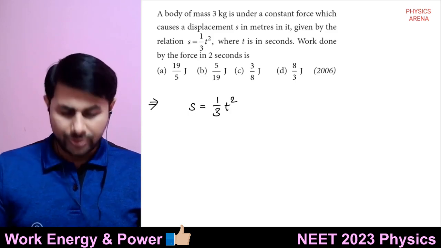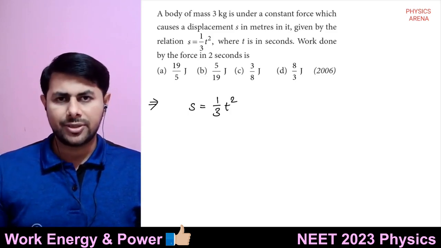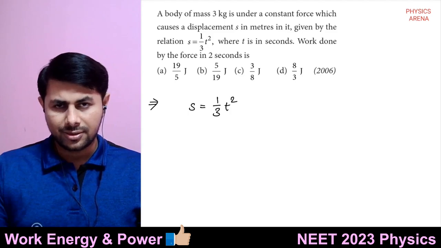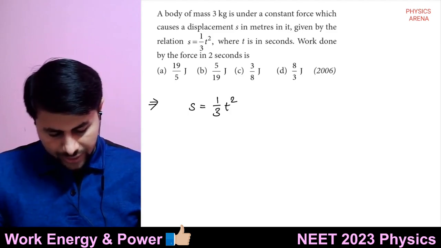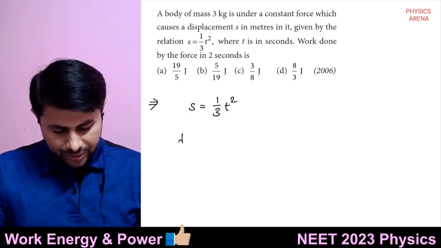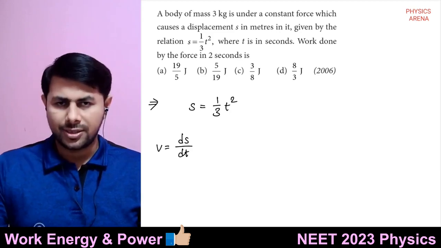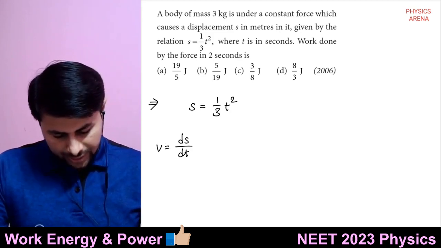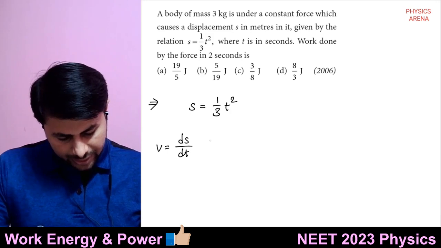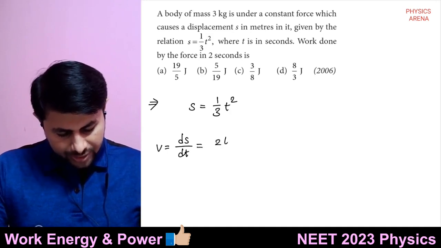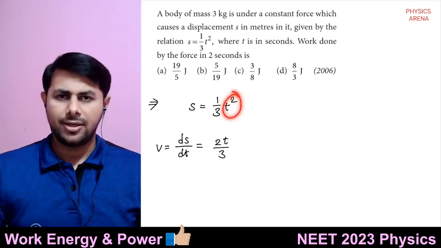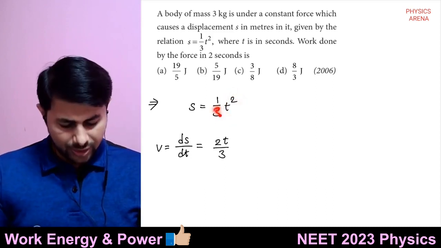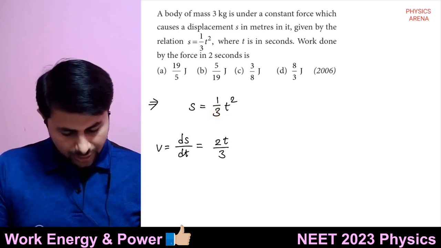Force is constant force, and we know work done is equal to what? Change in kinetic energy, right? So I can take derivative of this. So what will be ds by dt? That's velocity, right? And it will be 2 times t divided by 3. Derivative of t square is 2t, and you have this 3 in denominator.